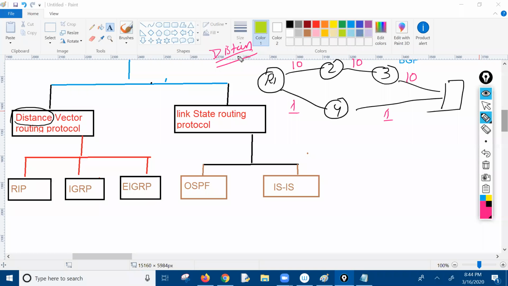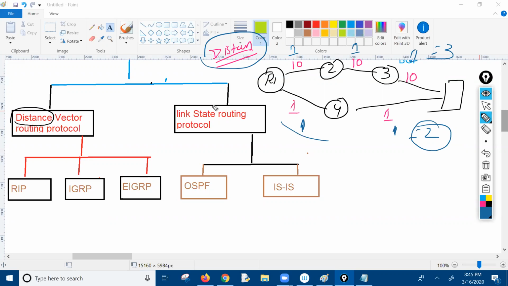what happens? I always prefer the lower distance. If I go from R1 to R2, then R3, then the server, or if I go from R1 directly to the server, what happens? Assume the distance is in kilometers. 1 kilometer from here, 1 from there, and 1 from there, so it will be 3 kilometers. 1 kilometer from here and 1 from there, it will be 2 kilometers. I always prefer the 2 kilometers, the lower distance. It doesn't matter what the bandwidth of this link is. That is the distance vector protocol.